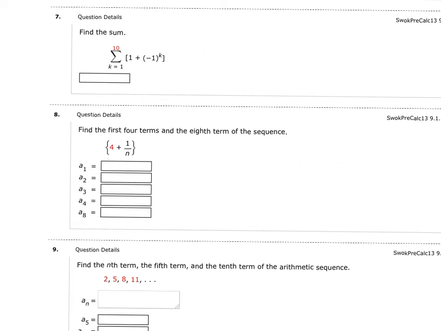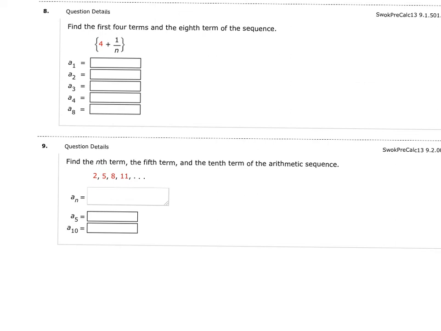All right, next up here, find the sum again. Same idea here. I'm going to find a sub 1, a sub 2, and then all the numbers all the way down to a sub 10, get the results, and then add them up. And that'll be your answer. Number 8 here, it's asking for the first 4 terms and the 8th term. So it's not asking for the sum anymore. It's just asking for the terms.